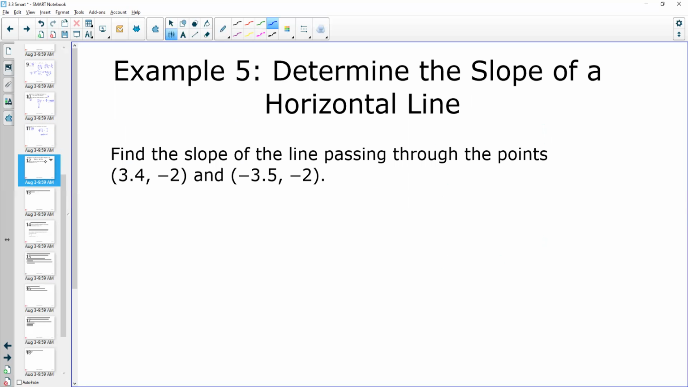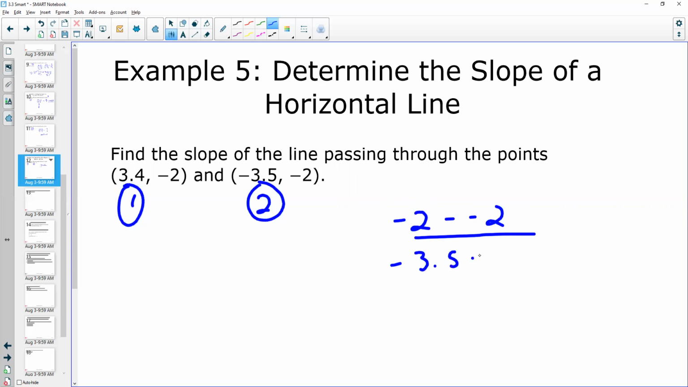All right, let's try a different one. This one says find the slope of the line. Same thing. The directions are the same. Let's see what happens. So I have negative 2 minus negative 2. And then I have negative 3.5 minus 3.4. So negative 2 plus 2 is 0. Negative 3.5 minus 3.4 is negative 6.9. So this is not undefined.